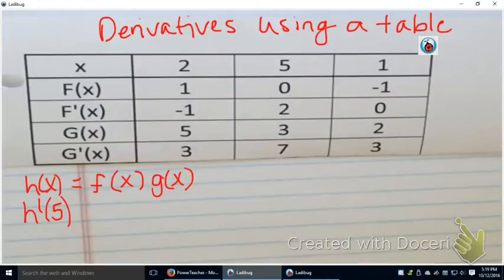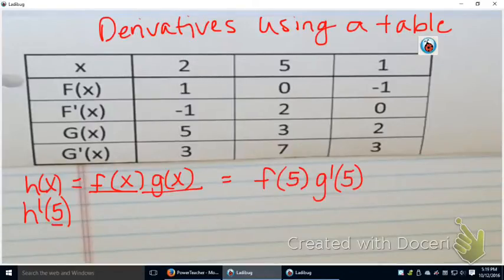So we deal with this the same way that we would deal with any other derivative. We find the derivative of f times g by using the product rule. So we have, and we'll plug in a 5, the first, plugged in with a 5, times the derivative of the second, plus the second times the derivative of the first. Then we'll use our table, and we'll go figure out what all those things are.